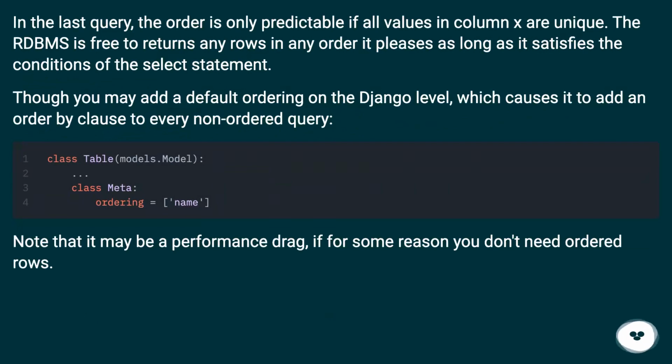The RDBMS is free to return any rows in any order it pleases as long as it satisfies the conditions of the select statement. Though you may add a default ordering on the Django level, which causes it to add an order by clause to every non-ordered query. Note that it may be a performance drag, if for some reason you don't need ordered rows.